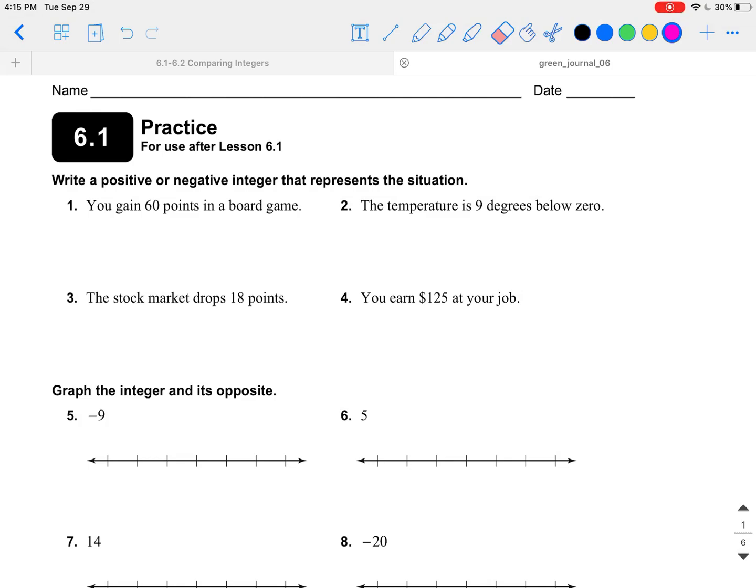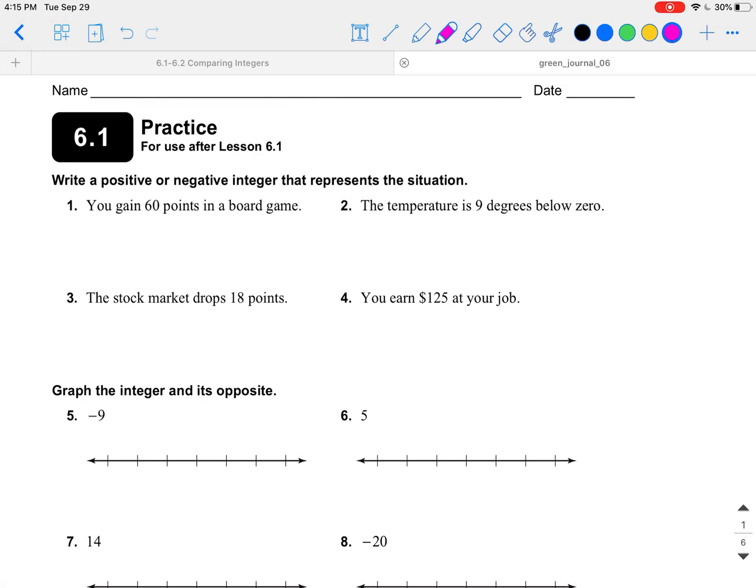Hi guys, I wanted to complete a few examples with you to help you get started on today's assignment. So we are on page 130, 6.1 practice from your record and practice journal, and we're going to go over a few together right now just to set you up and make sure you are on track to do well.